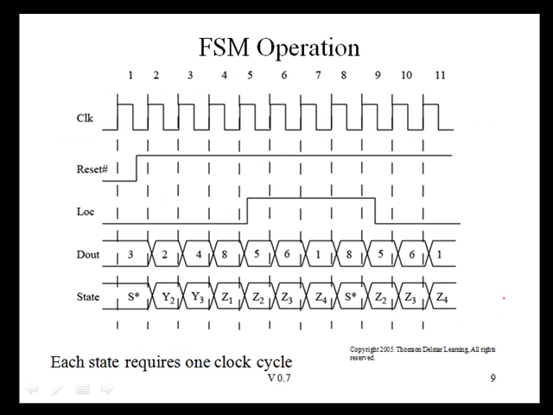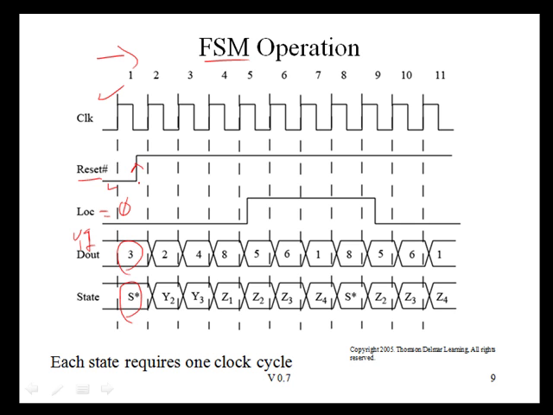This slide shows a timing diagram which illustrates finite state machine operation. We have a clock that's going to control operation of our finite state machine, and time is going to increase from left to right. Initially, we have reset asserted. This is a low true reset, so this low condition means it's asserted, and it's going to force us into our initial state, which is S star. Also notice that our loc input is a 0. This means that the first digit we're going to display is going to be Y1, which happens to be 3.